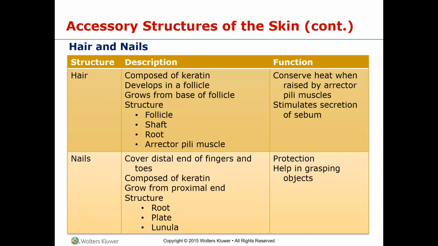And then they have a proximal end, which is closest to the body. That's where you would see the attachment of the nail to the cuticle, and then its structure is composed of three different parts: the root, the plate, and then the lunula. So again, it's there for protection and to help in grasping objects.